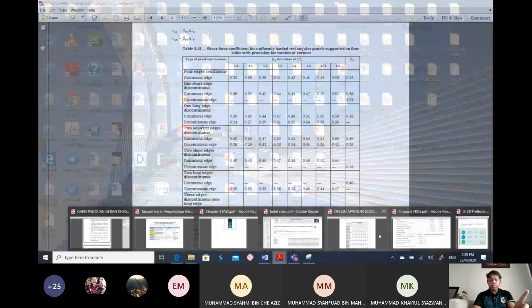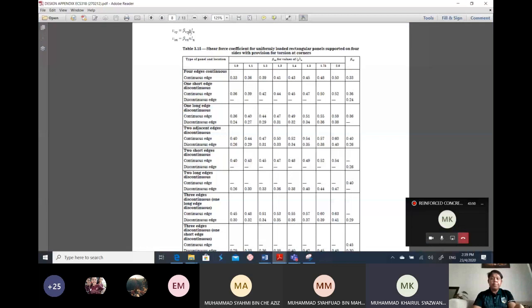Satu. Ni, shear force ni, okay. Continuous edge is beta VX1. Discontinuous edge is beta VX2. Bukan B, beta. Boleh eh? Okay. Okay, sir.